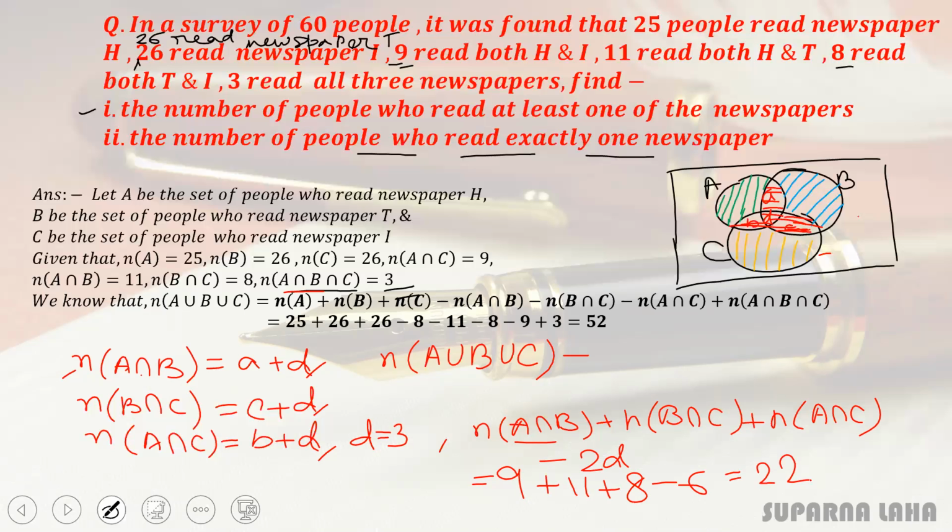Now you need to find the portion that read exactly one newspaper. So this is your homework. I have just given you the hint that you need to subtract this red portion from this union, and the number of members in the red portion I have found is 22. Now you need to find question number 2. This is very easy. Just subtract 22 from 52 and you will find the answer.